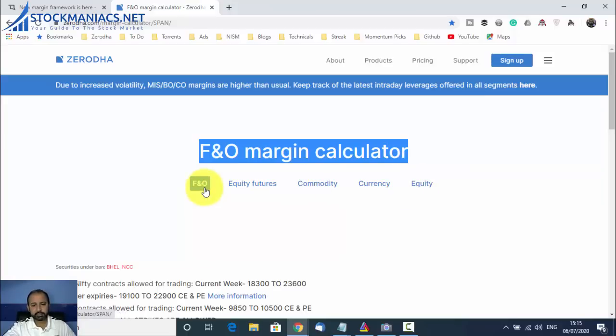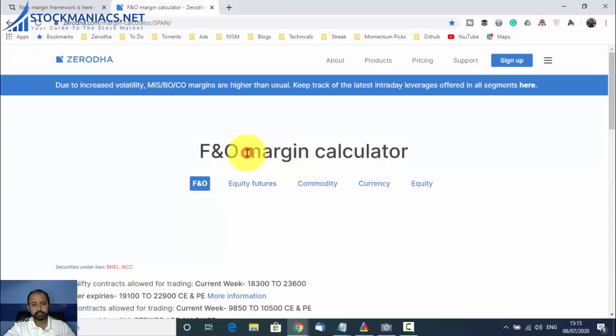So first let us discuss what are the new rules that has been implemented by SEBI on the future and options front. And this margin, whatever is reduced by SEBI, this is due to the hedged positions. So I'll also show you how you can hedge your positions in any broker.